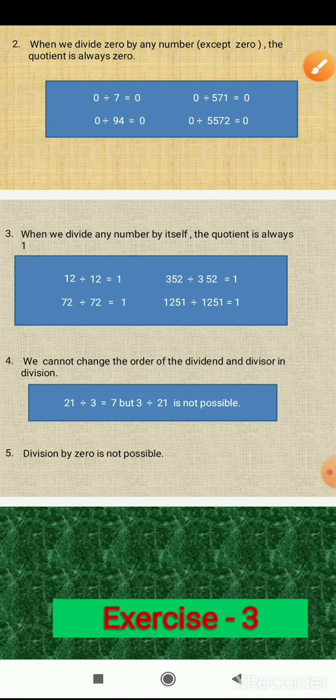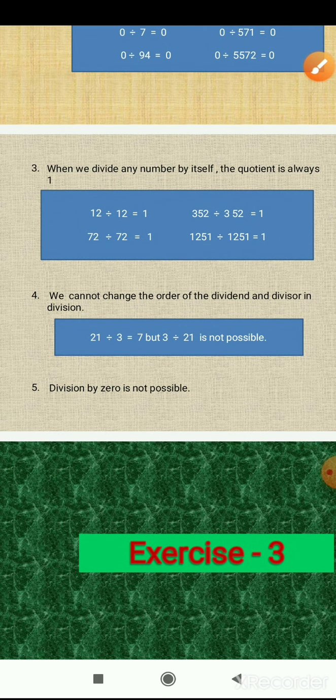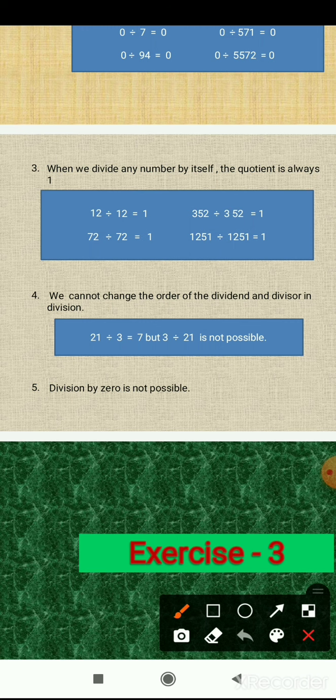Now the fourth property: we cannot change the order of the dividend and divisor in division. We have learned the dividend is always greater than the divisor and quotient. Here we have taken one example, 21 divided by 3. So 21 is the dividend and 3 is the divisor. We get the answer 7. But we cannot change the order. If we take 3 as the dividend and 21 as the divisor, it is not possible. We cannot change the order of dividend and divisor.